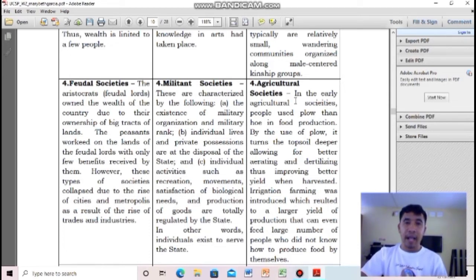the state. Agricultural societies: in the early agricultural societies, people used plow rather than hoe in food production. By the use of plow, it turns the topsoil deeper, allowing for better aerating and fertilizing, thus improving yield when harvested. Irrigation farming was introduced, which resulted in a larger yield of production. So, nag-improve na ang ilang way of farming sa agricultural society.